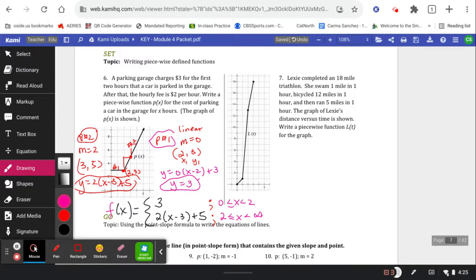Next one has 1, 2, 3 parts. So here's little tiny piece number 1. Here's piece number 2. And here's piece number 3. They are all linear functions.